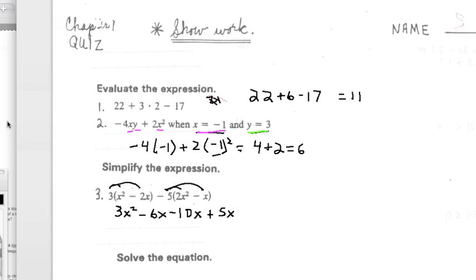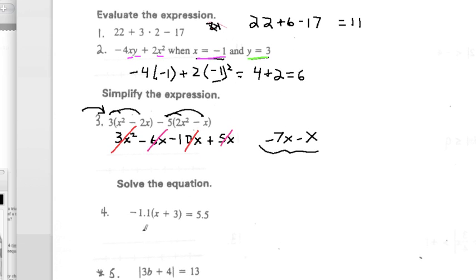Now combining like terms, we get 3x squared minus 10x squared is negative 7x squared. And negative 6x plus 5x leaves us with negative x. And the way to check is if you put in x equals, say, 1 into this expression, you better get the same answer as you get when you plug in x equals 1 into this expression.